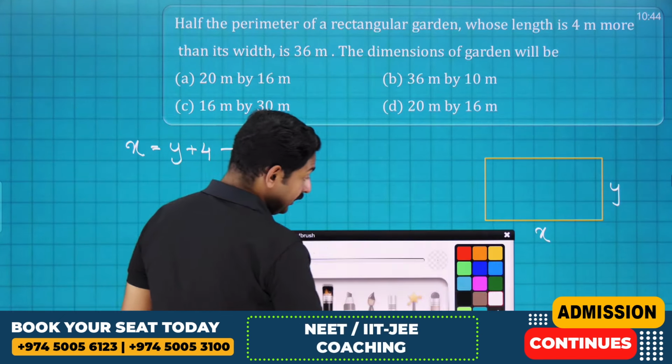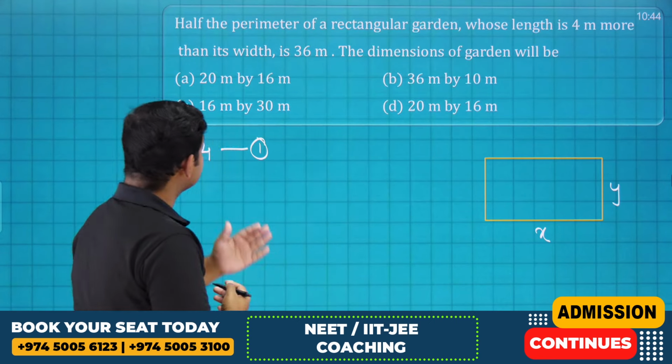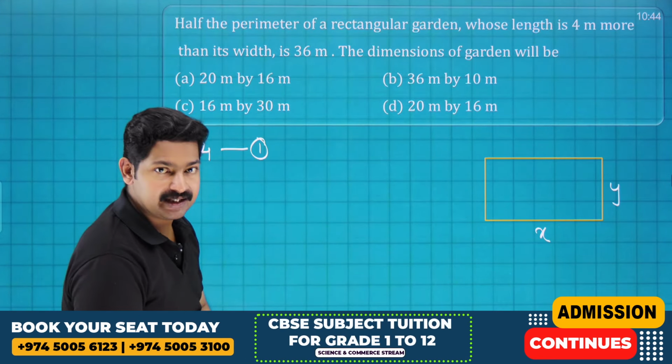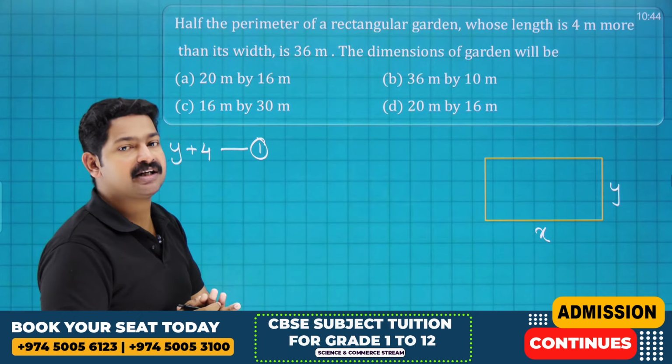That's the relation given. Now it is given that half the perimeter of a rectangular garden, half of the perimeter of the rectangular garden.